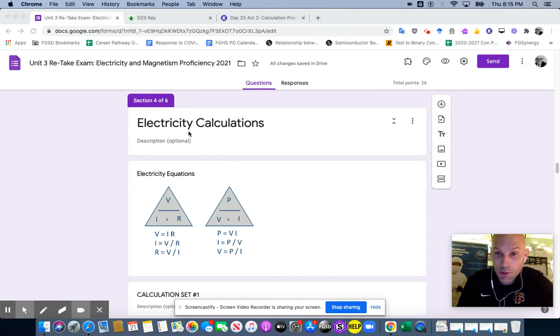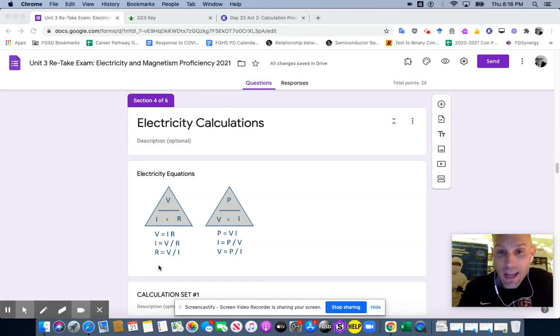Electricity calculations. So I got two triangles of destiny here. One relates voltage, current, and resistance. That's V equals I times R. We have all three equations right here that you can get using algebraic manipulations. So voltage equals current times resistance, current equals voltage divided by resistance, and resistance equals voltage divided by current. All three of those things you can get from this relationship, V equals IR, which is also called Ohm's law.